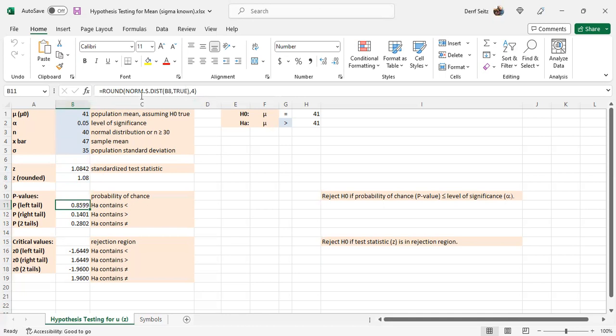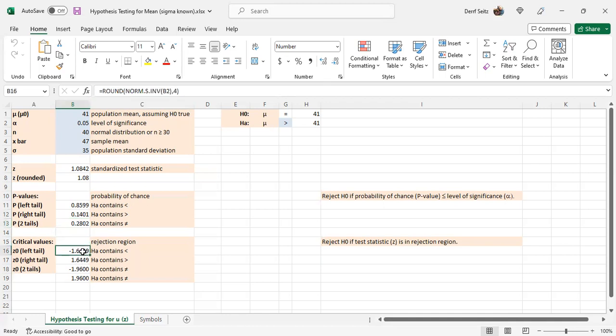The p-values, rounded to 4 places: we have norm.s.dist, B8 and true. For the right tail, it's 1 minus B11. For the two tails, it's conditional. If B8 is less than 0, it uses 2 times B11, otherwise 2 times B12.